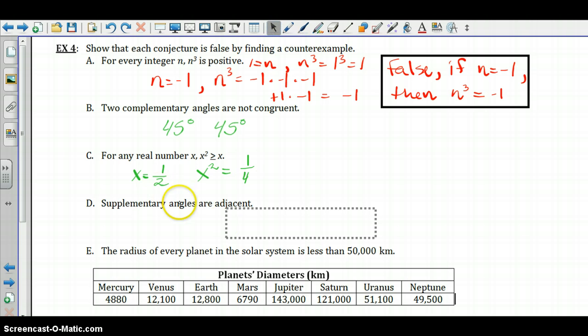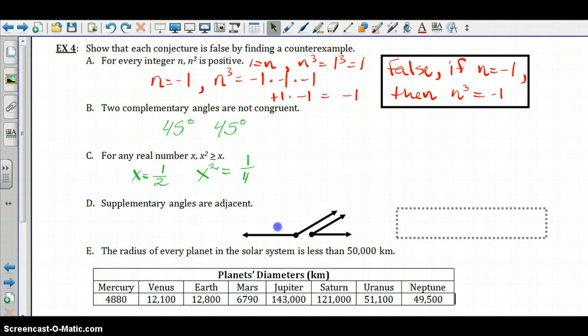All right, supplementary angles. You might remember supplementary angles are angles whose measures add up to 180 degrees. It says they are adjacent. Well, if I can think of supplementary angles that are not adjacent, then I've gotten a counterexample. So we could have something like this.